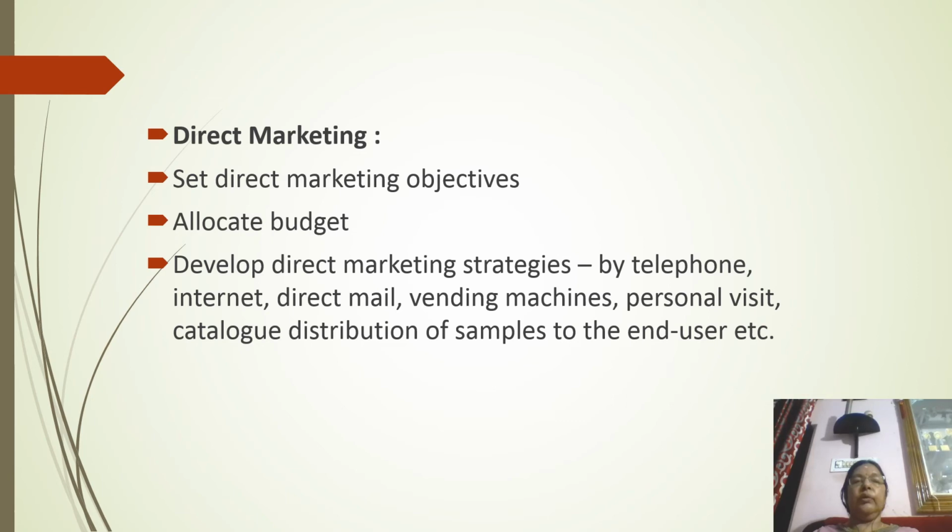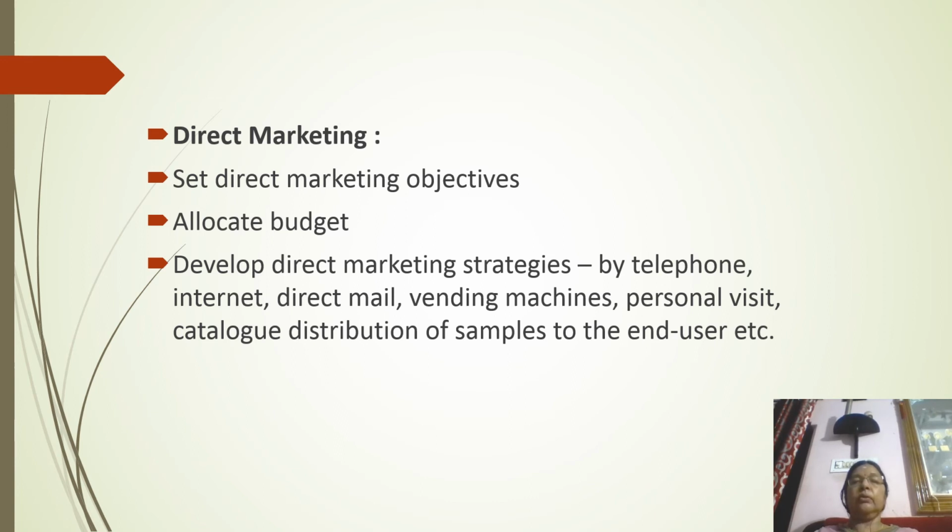If the company is going for direct marketing, again the company has to determine what the objectives are and what budget is allocated for direct marketing. They have to determine whether they will do direct marketing through telephone, or through internet, or through direct mail, or vending machines, or through a personal visit, or by distributing samples to the end user. If the company is coming out with a new food product, then usually samples of the product are given to the end users, to the customers, when they come to the supermarket for shopping.